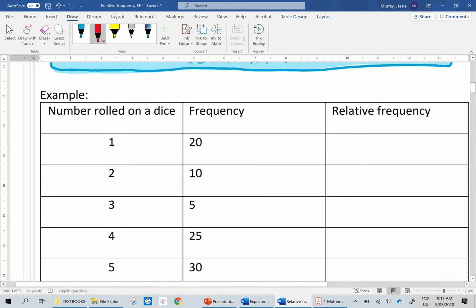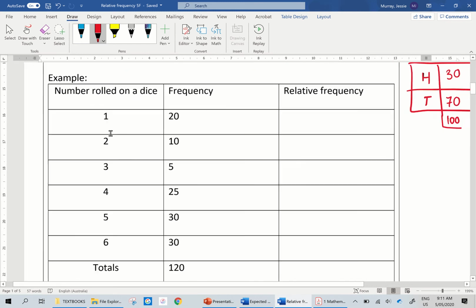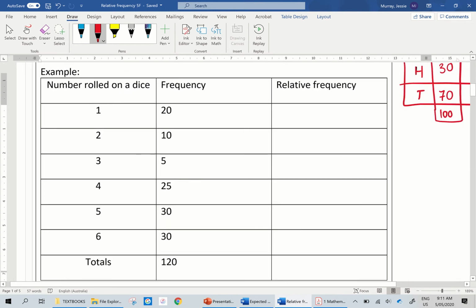So the first activity, I rolled a dice 120 times, and these were the answers I got. Now, out of curiosity, if we know a dice has 6 sides, and if I rolled it 120 times, the expected frequency would be 20, 20, 20, 20, 20, 20, which would give 120, right? Because each side of a dice is meant to have the same probability as any other side. Anyway, back to relative frequency.